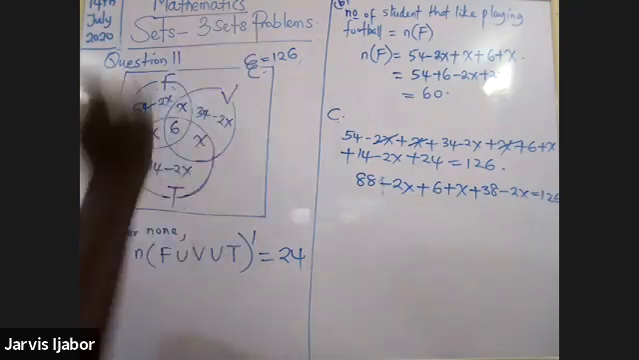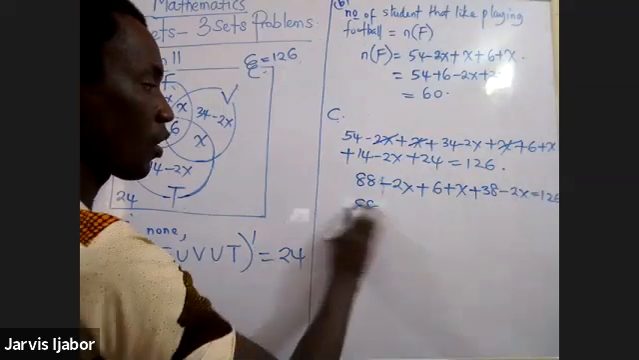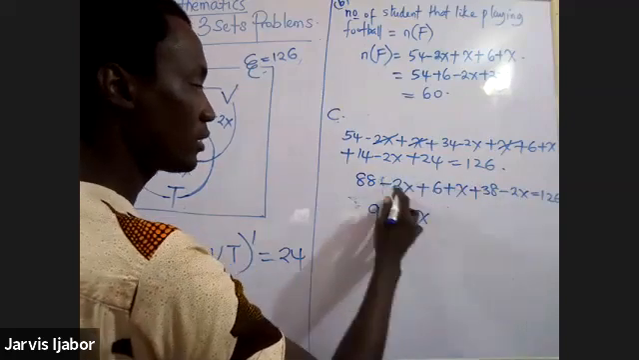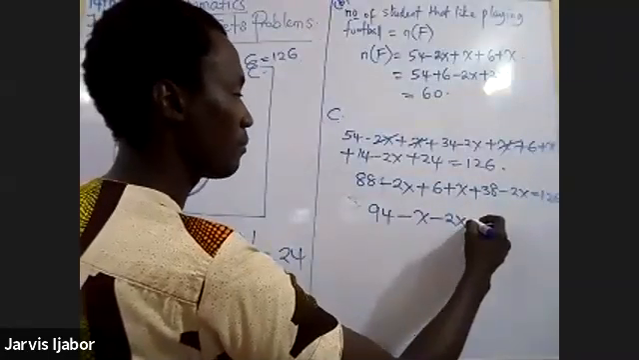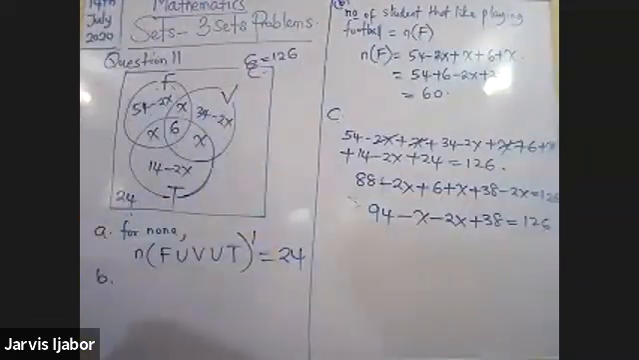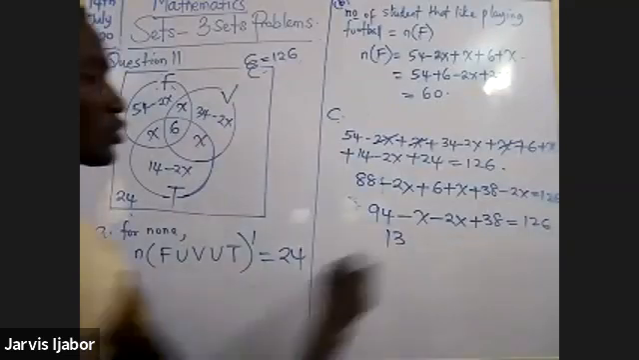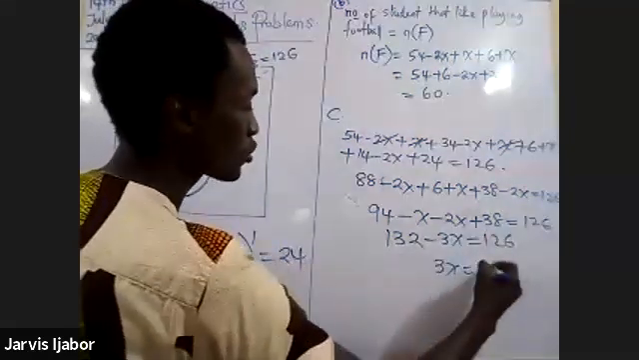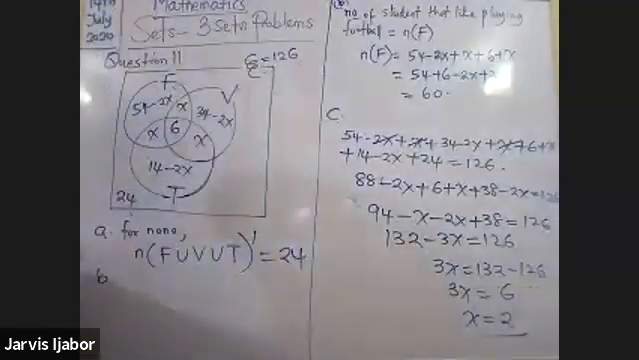You can actually add them up mentally and then put them there. That's also allowed. Now if you look at this again, I'm going to have 88, or rather 88 plus this, that will give me 94. I'm just doing this because I want to take it gradually. Minus 2x plus x is minus x, minus 2x plus 38 equal to what? 126. So at this point, I will add this to this, and that will give me 132 if I'm right, minus 3x equal to 126, meaning that 3x will be equal to 132 minus 126. And 3x will now be equal to what? 6. So x invariably will be equal to what? 2. Now this is from your knowledge of algebra.